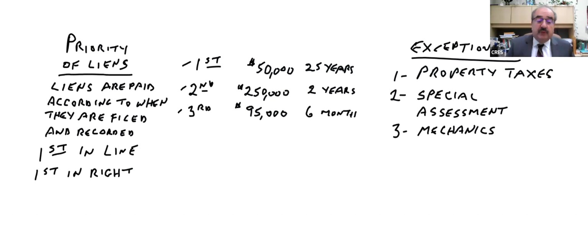So, again, I just want to repeat it. Priority of liens. Liens are going to be paid in the order in which they are filed and recorded. First in time is first in right. The 3 exceptions: property taxes will always be first, jumping ahead of everything else. Special assessments will be second. Mechanics liens, then any of the mortgages in the order in which they are recorded.